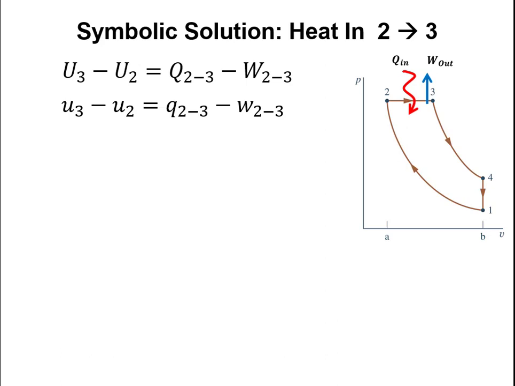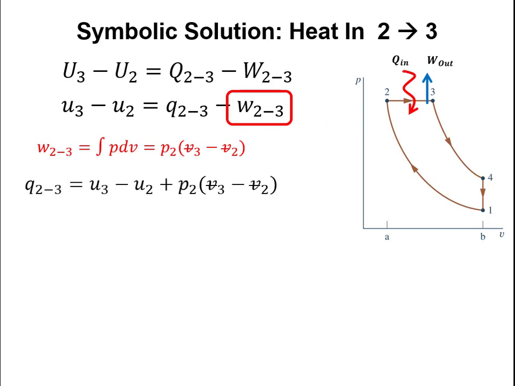First, we'll find the heat addition. So we know heat addition happens between state 2 and state 3. We know that this is not a simple process and that heat and work are both important here. We calculate the work as the integral of P dV. So we know that Q from 2 to 3 symbolically is U3 minus U2 plus P2 multiplied by V3 minus V2.